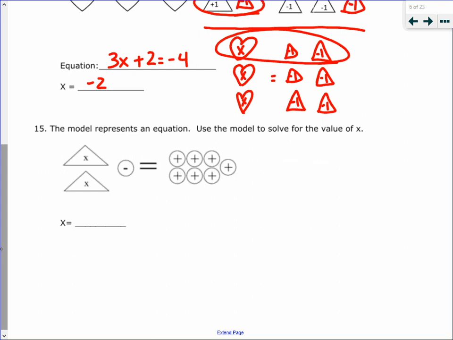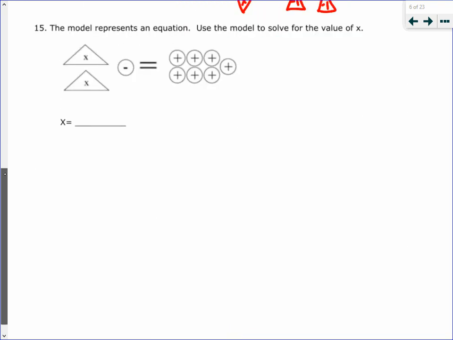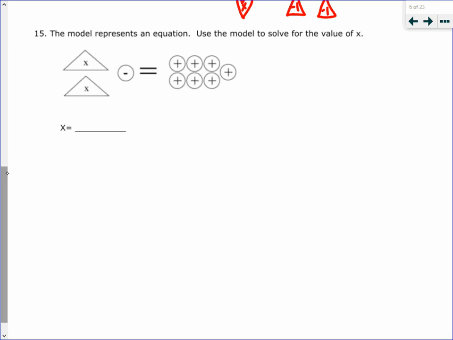Last one for this set, for this video, and then I'll post another video to answer the rest of the questions. The model represents an equation. Use the model to solve for the value of x. So here I want to cancel out this negative. So I'm going to enter a positive there. That cancels that one out. But I still got to put another positive there.